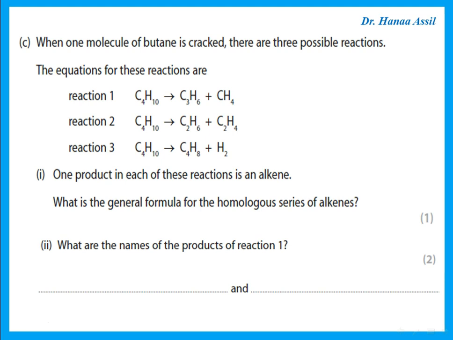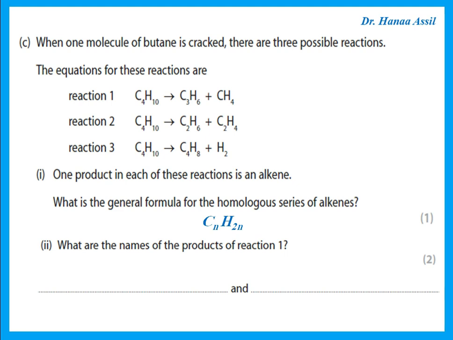When one molecule of butane is cracked, there are 3 possible reactions. So he's saying this butane can either give me C3H6 plus CH4 or these other products. One product of each of these reactions is an alkene. What is the general formula for alkenes? You have to remember the general formulas. Alkenes, the general formula is CnH2n. That means for an alkene, the number of hydrogens is always twice the number of carbons.